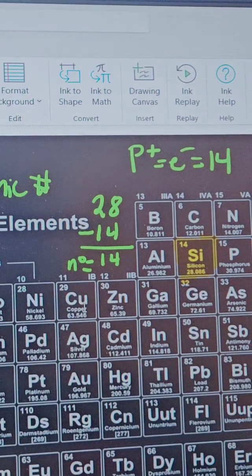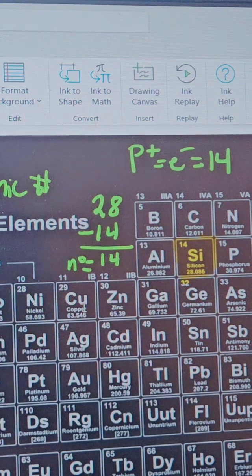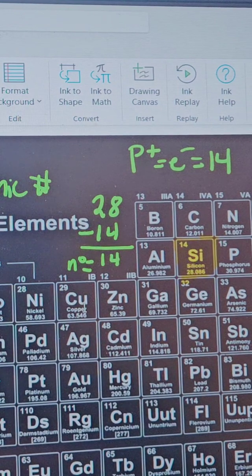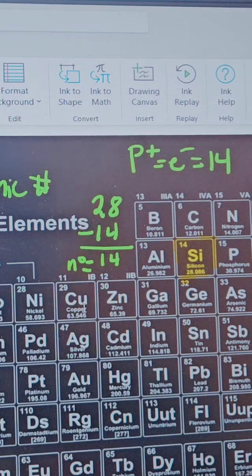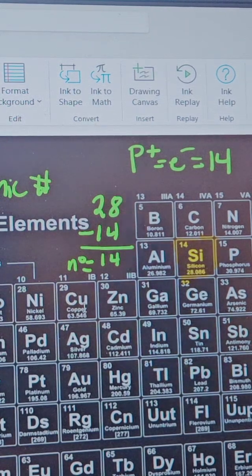Do you all see that? It's easy, guys. It is easy. And we're just touching the surface here.